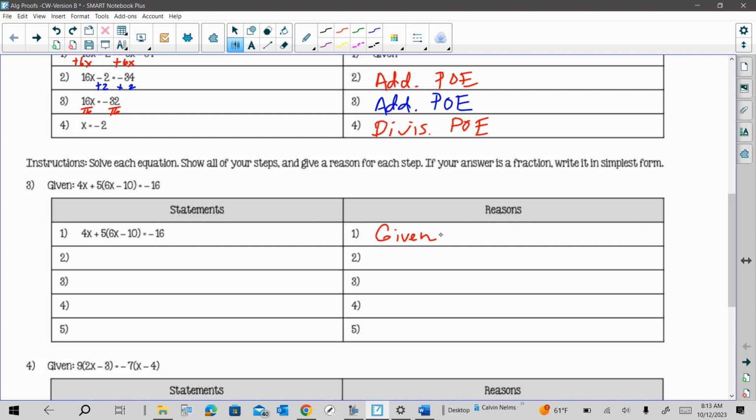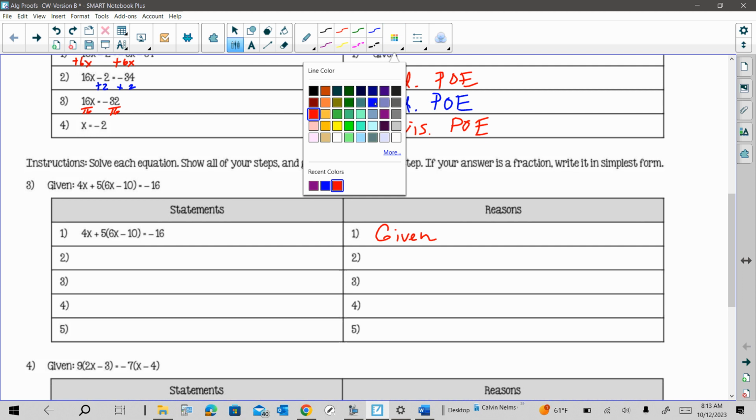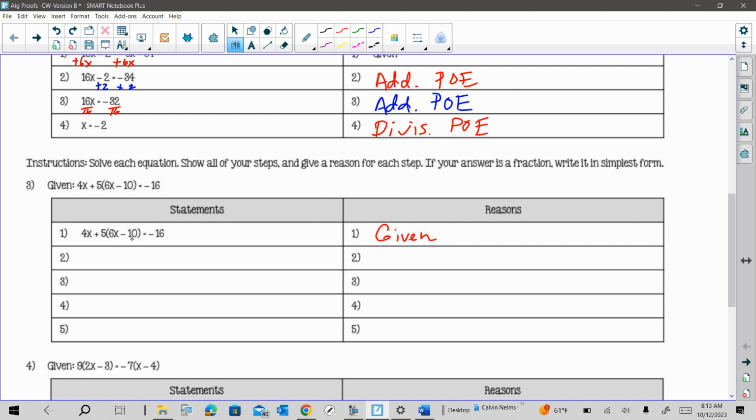If I look at the given equation, 4x plus 5 parentheses 6x minus 10 equals negative 16, our first step to solving would be what? Yeah, you have to distribute the 5. So what they want on line 2 is the result of the distributing. So this would turn into 4x plus 30x minus 50 equals negative 16. And we're going to write our reason as the distributive property, abbreviated.